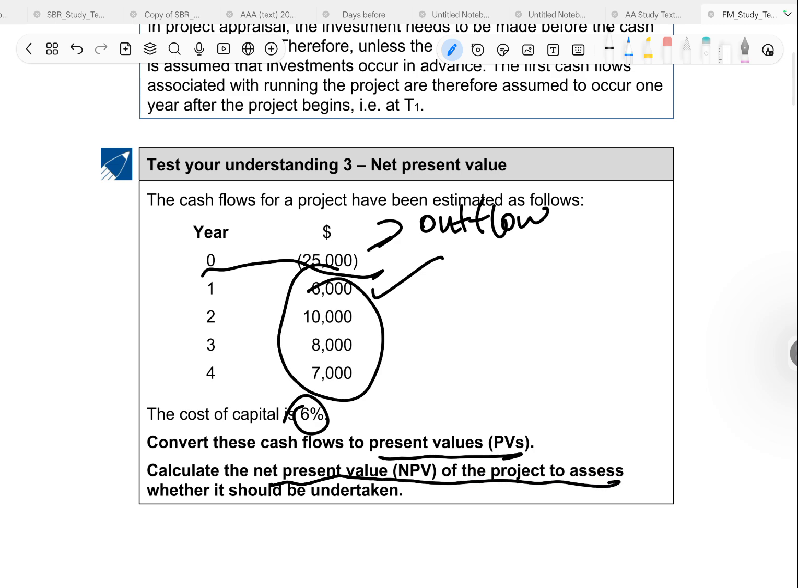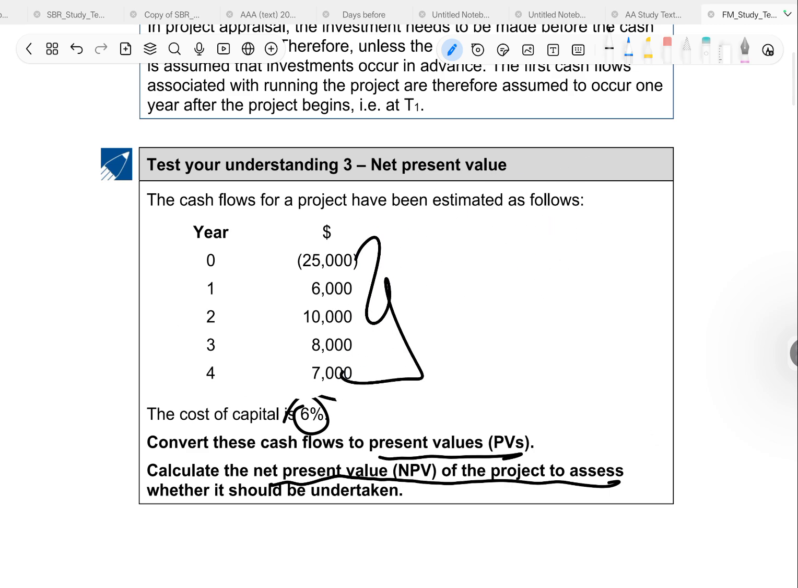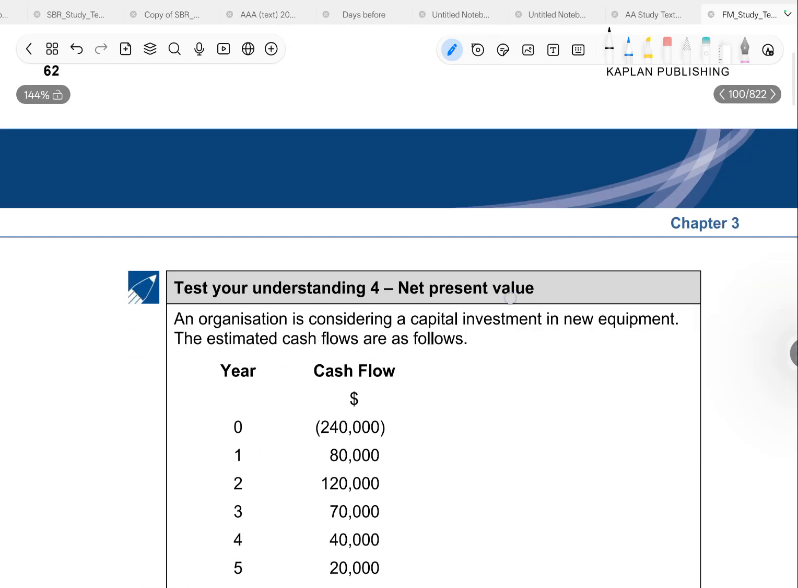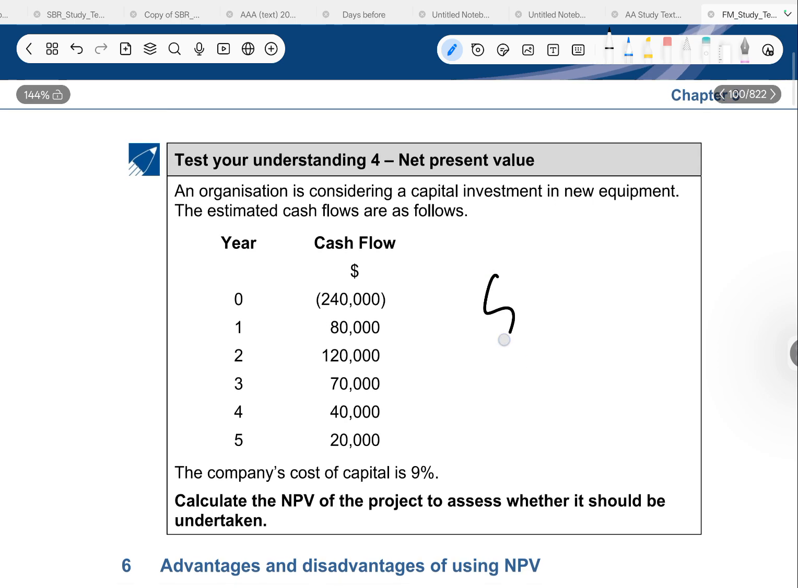So I'll just tell you the steps quickly and you can solve this on your own. First, we'll discount all of these values by 6%. And multiply each of the cash flows by their discount factor, add all of these present values together, and subtract the initial investment from it. This gives us the NPV. So it's simple. If the NPV is positive, accept the project, and if NPV is negative, then we'll reject the project. This question can be solved in the same way.